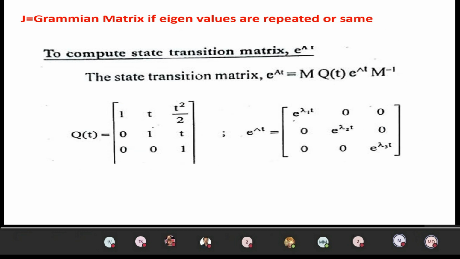The state transition matrix is M e to the power of lambda t into M inverse. This is the computation for the state transition matrix. So these are the various important things, and then we will take problems and discuss.